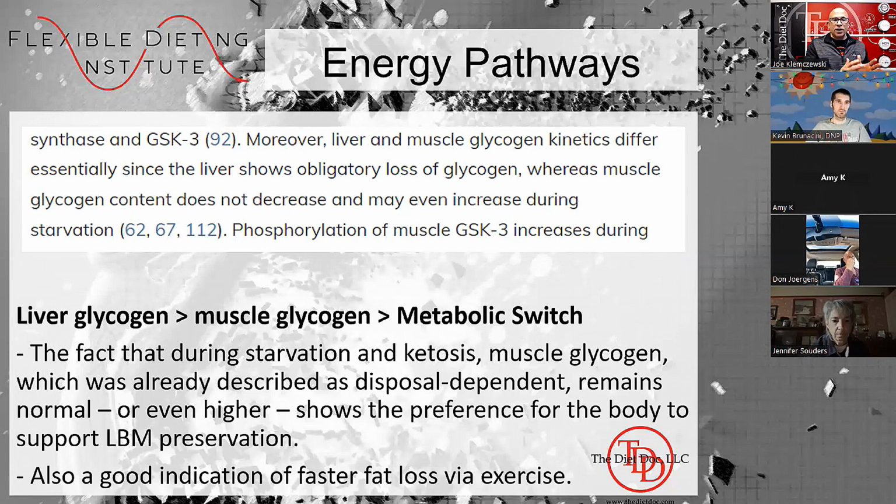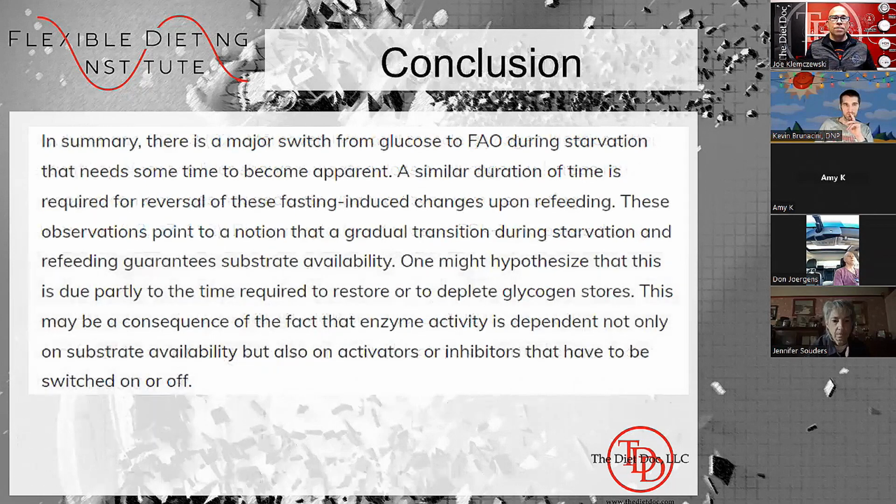So again, liver glycogen, muscle glycogen, the metabolic switch. The fact that during starvation and ketosis, muscle glycogen, which was already described as disposal dependent, remains normal or even higher, shows the preference for the body to support lean body mass preservation. So all good indications of just making sure that we're not trying to lose too fast, if we're controlling this, if we're not in a starvation fasting mode for a medical reason.